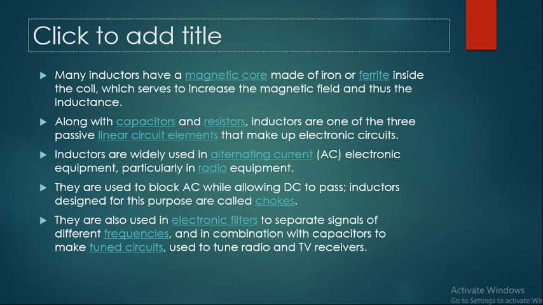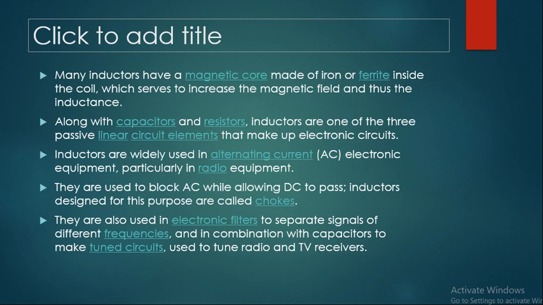For example, when we have a common path to pass different types of frequencies, we require some type of filter to separate the signals, because otherwise they will overlap each other. So this is how we can use it for this purpose, and in combination with capacitors to make tuned circuits, which are used to tune radio and TV receivers.